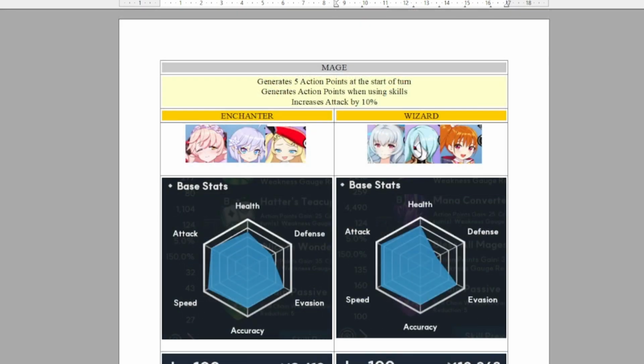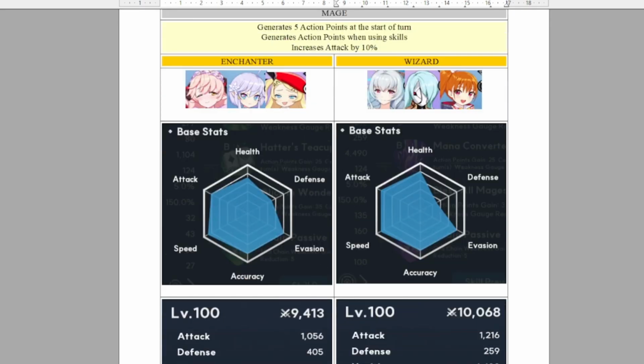Next coming up is the Mage. The Mage generates 5 action points at the start of turn, generates action points when using skills, and increases attack by 10%. The subtypes are Enchanter and Wizard. The Enchanters are mostly debuff-oriented units like Dolly, Alpha, Alice, and also Eternal, for example, while Wizards are more damage-oriented like Laplace, Maxwell, and Lisha.